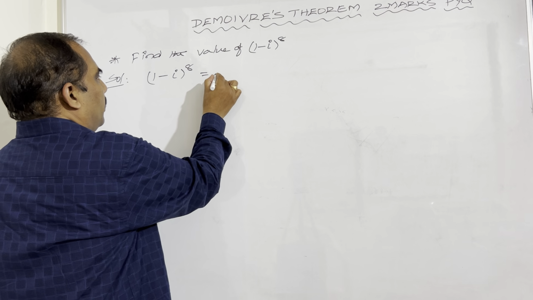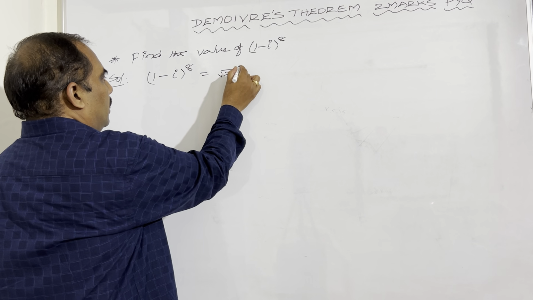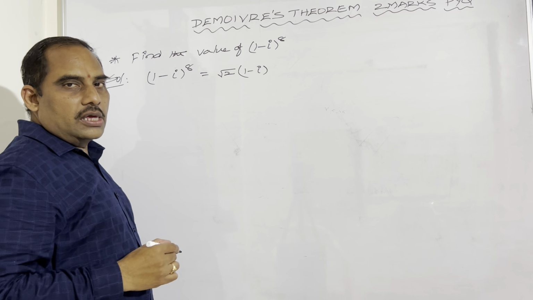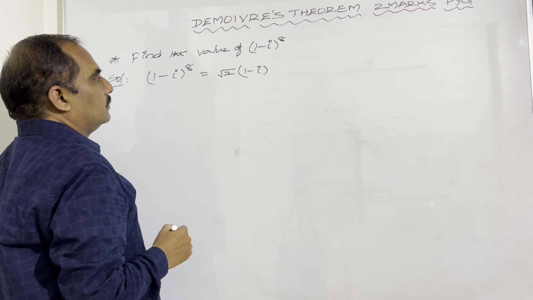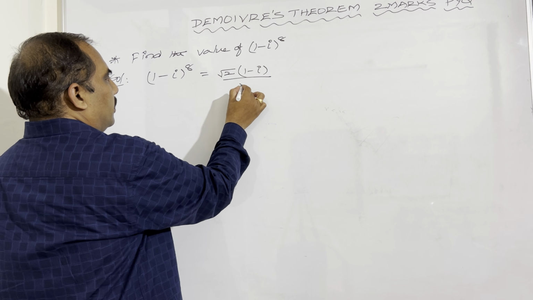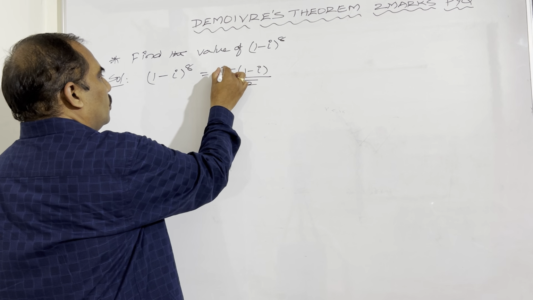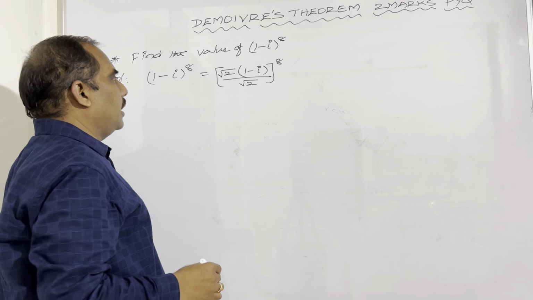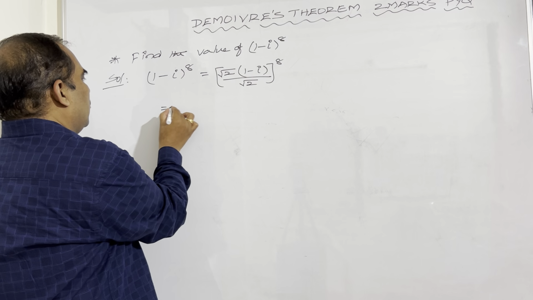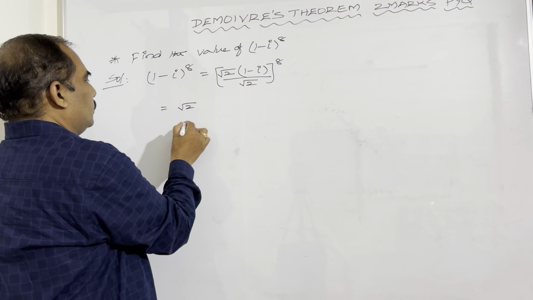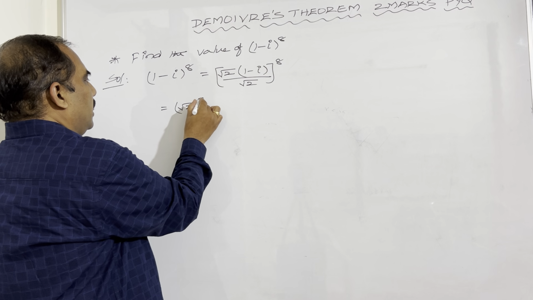here inside the bracket, multiplying numerator and denominator. That means this 1 minus i, multiplying numerator and denominator by root 2, whole to the power of 8. So then what we get here? It becomes root 2 here. This is root 2 whole power 8.